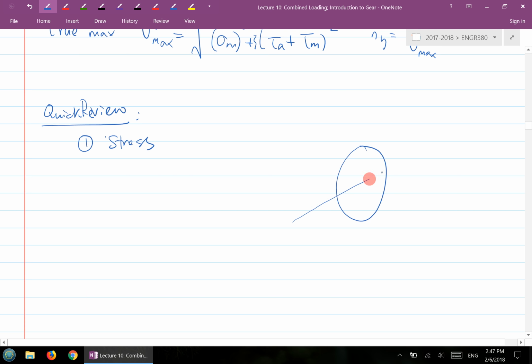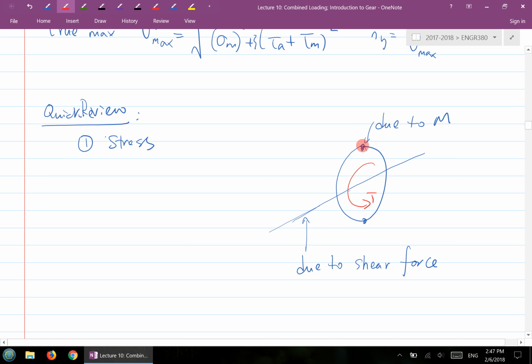So if you have a shaft, here is due to the bending moment, and here is due to the shear force. They cause a different minimum and maximum at different locations. And of course, you could also have a torque applied to the shaft. The torque really doesn't matter. Everywhere on the edge will have the maximum.